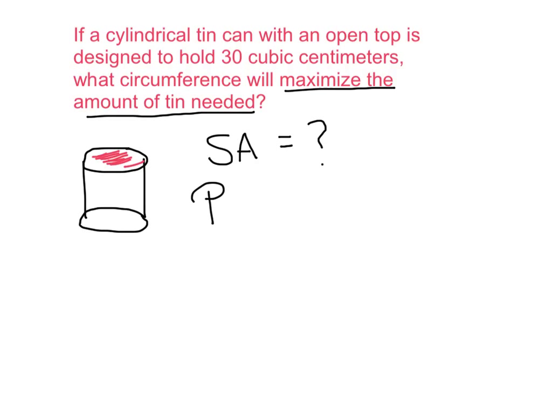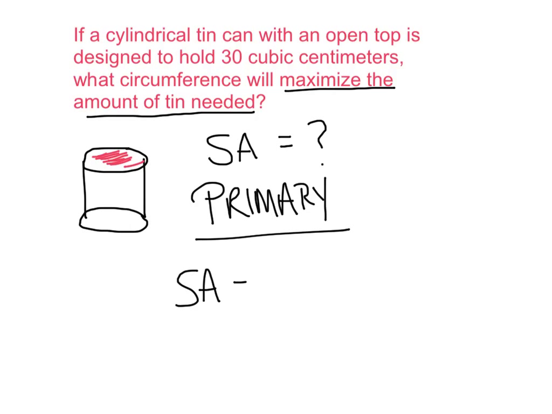So my primary equation is the one I want to maximize or minimize, so I want to get this guy's surface area. Now surface area, again, is just the area of every surface. So let's start with our bottom surface. That's the easiest. That's a circle, so that's my pi r squared. And now comes the tricky part.